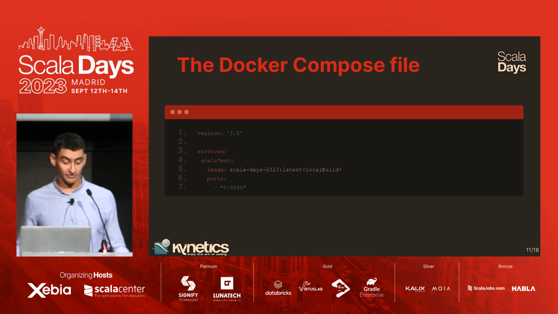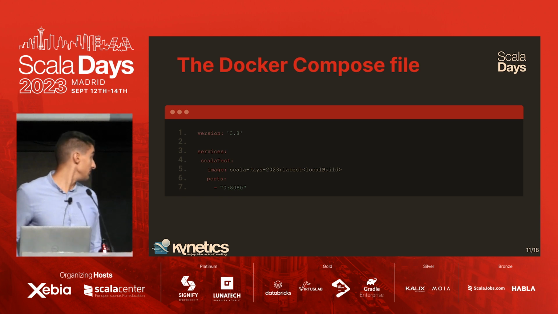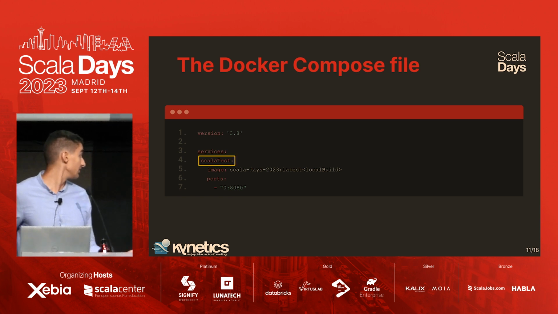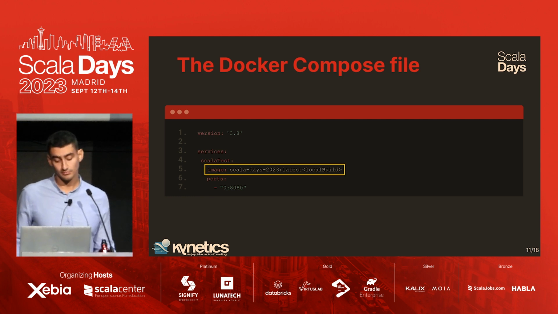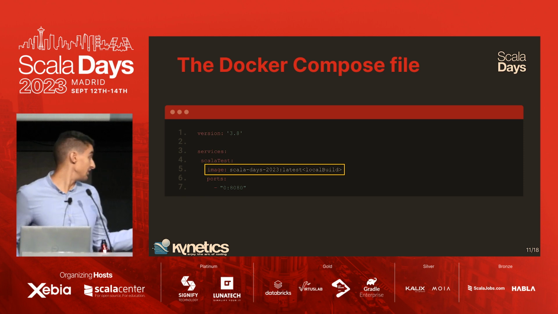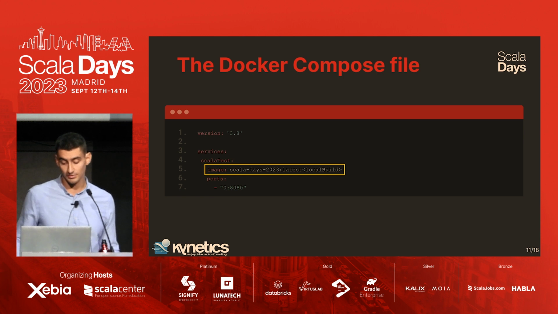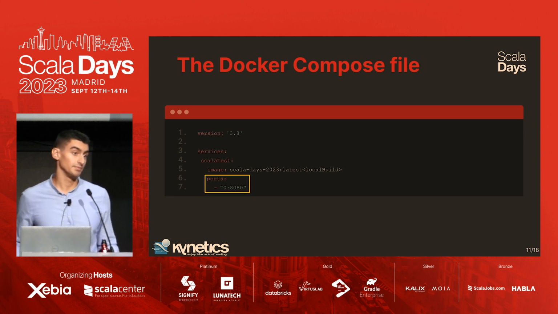So the Docker Compose file for this test is very simple, very standard. We have to specify the name of the service. This is the name of the container eventually. Then the Docker image, so the name of the image, the version with the latest, again, to avoid code duplication as much as possible, and a local bit annotation to avoid pulling the image from a remote repository. And then there is a port mapping.